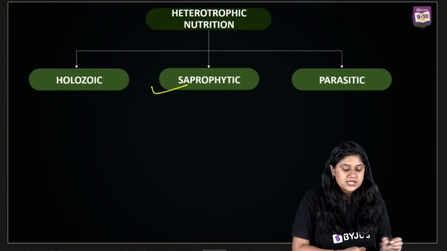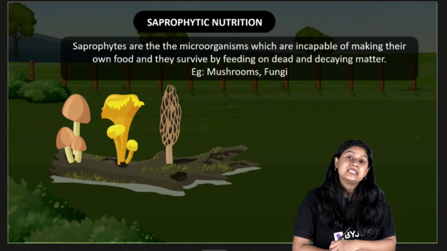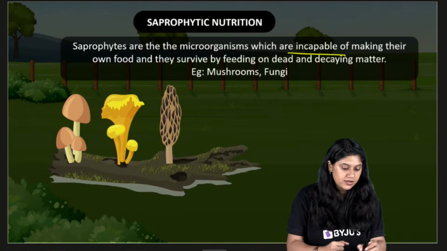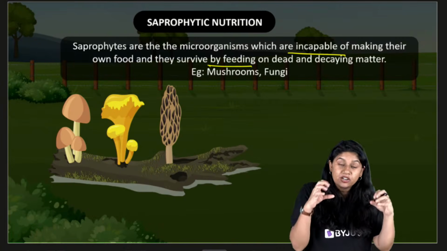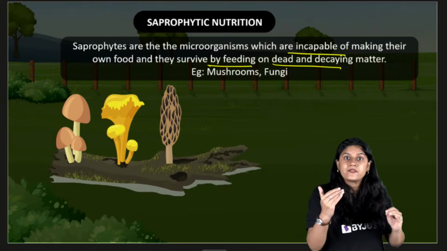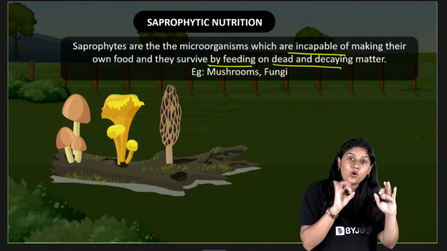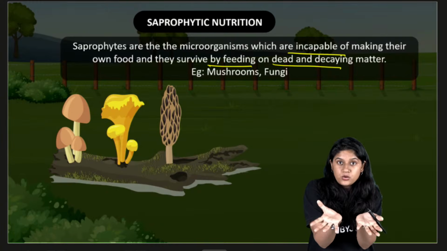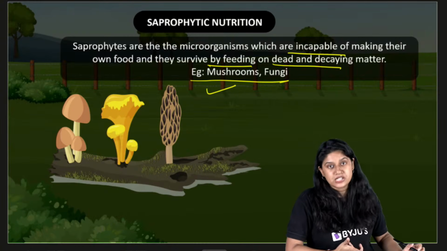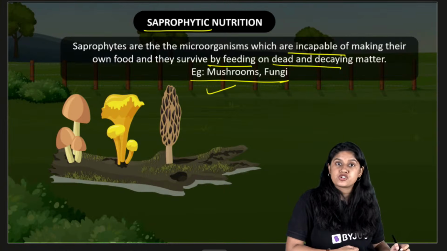Then we have the saprophytic mode of nutrition. We see this in fungi. These microorganisms are incapable of making their own food, and hence they survive by feeding on dead and decaying matter. In the environment, if there is a dead animal or leaves, these fungi will grow on them, release their enzymes and juices, and then eat them. We have the example of the mushroom. Clear over here, all the fungi have the saprophytic mode of nutrition.